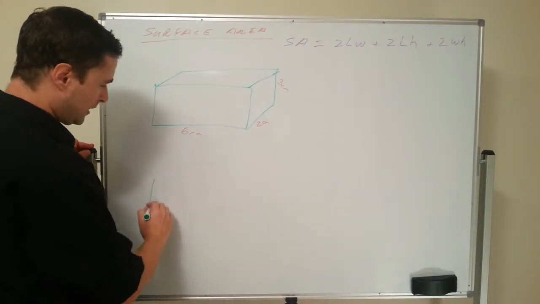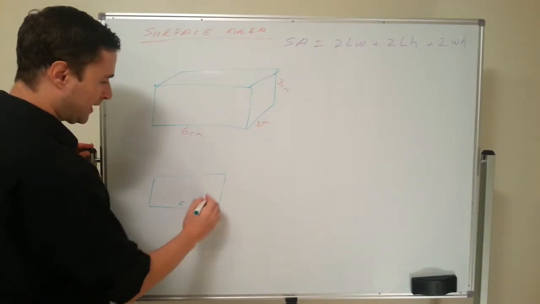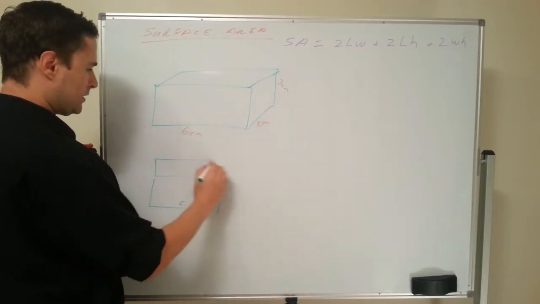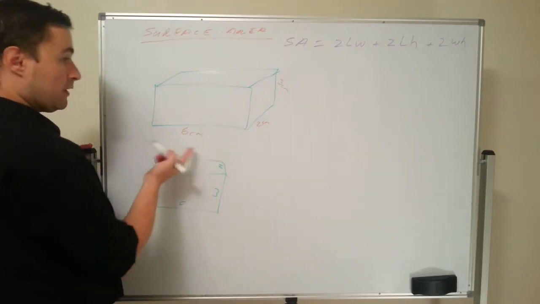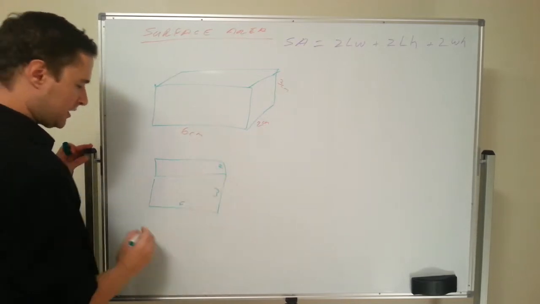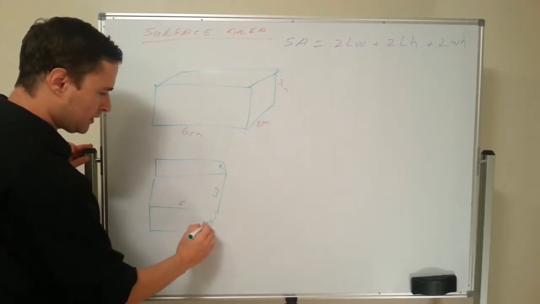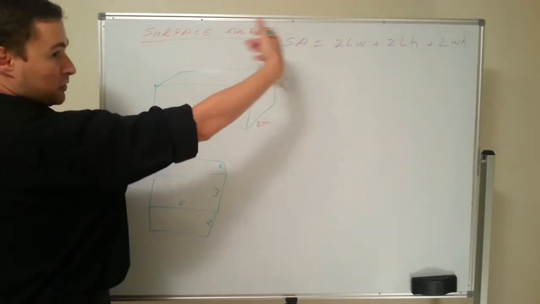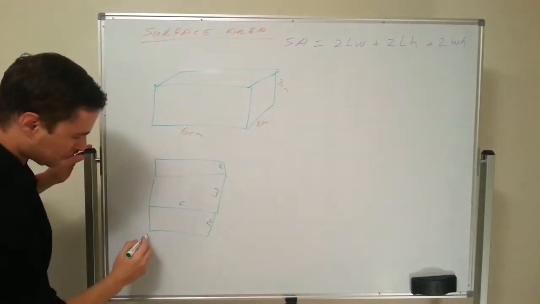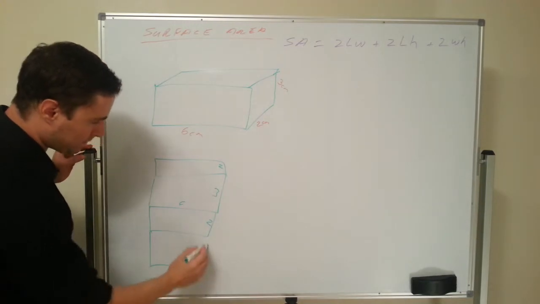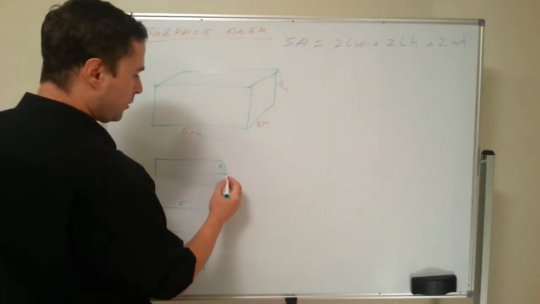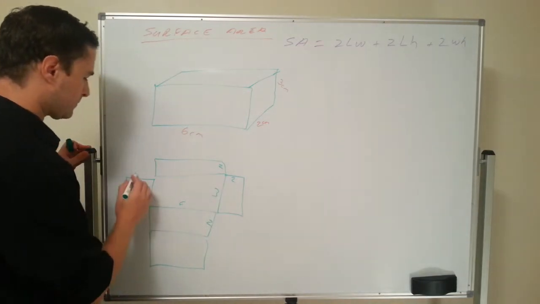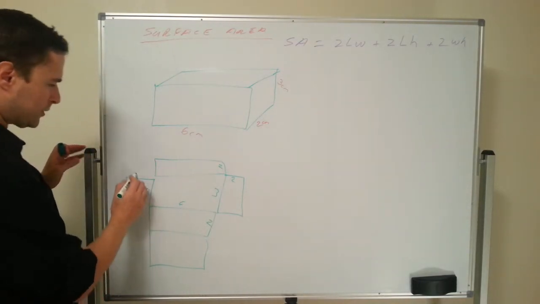So the front here is 6 by 3. Then the top here is 6 by 2. Then the bottom underneath here, which I can't see, is also 6 by 2, 6 wide, 2 deep. And then the back, which is behind there, which I can't see, is 6 by 3. And then I've got the 2 side flaps, which are 3 by 2 and 3 by 2. 3 high by 2 across.